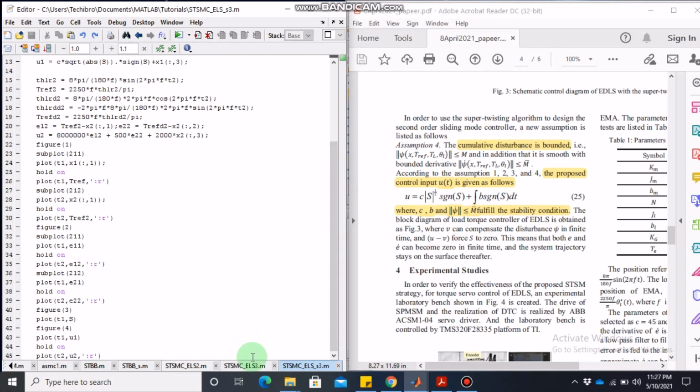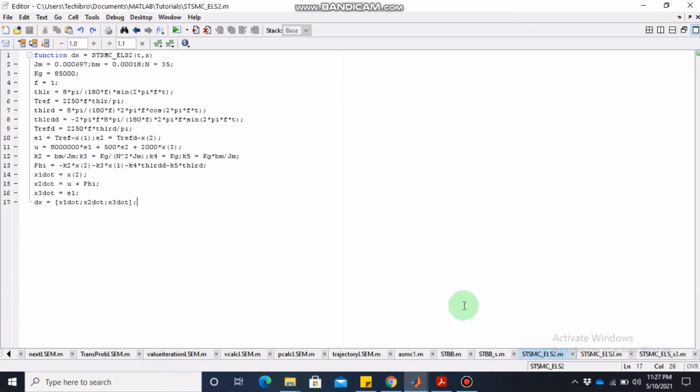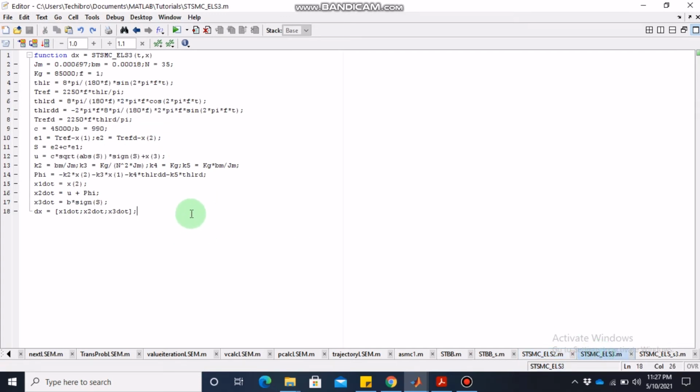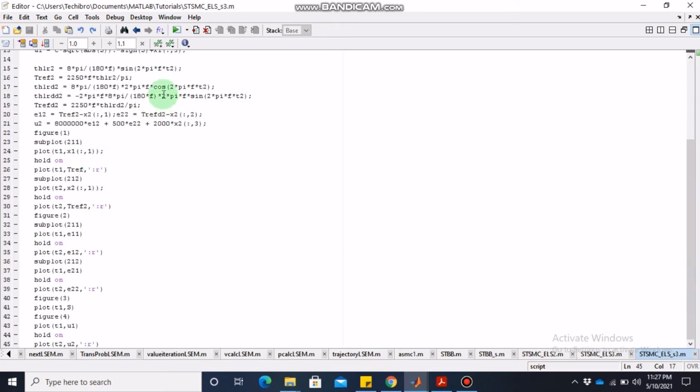So in the complete code we have 3 files. You can see here this is the file with PID control. You should be able to write it by yourself after watching this video, and you can also take a screenshot of this video and literally copy and paste this code. This is the sliding mode control code, and this is the code that we use to solve the ODEs and compare the different values. So we run this, and once we run this we will have a bunch of figures.